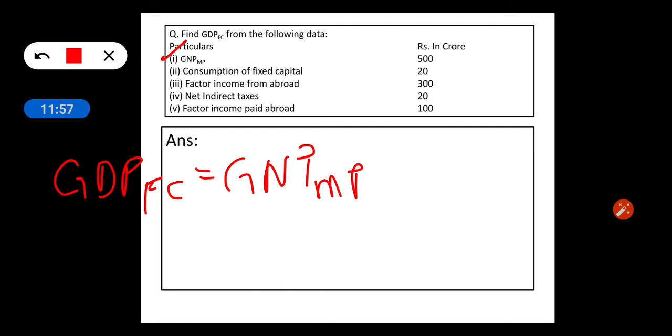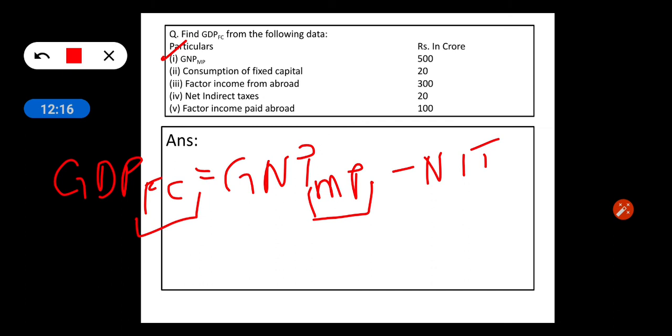MP and FC, let's check MP and FC first. We have MP on the right hand side, FC on the left hand side. So we have to convert MP to FC. To convert MP to FC, we have to subtract NIT, right? Because MP is equal to FC plus NIT, and your FC is equal to MP minus NIT.